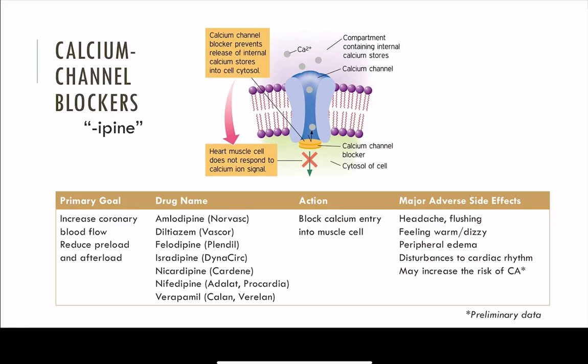Calcium channel blockers, as a quick pharm reminder, they end in -pine for all their drug names. That helps you remember where you are. They block the calcium entry into a muscle cell. So muscles require calcium for their contraction. So in a vascular smooth muscle cell of a blood vessel, if you decrease the amount of calcium, you will decrease the strength of the contraction. So this would cause vasodilation. So by using a calcium channel blocker, you can increase coronary blood flow.